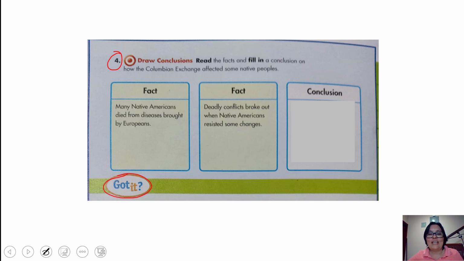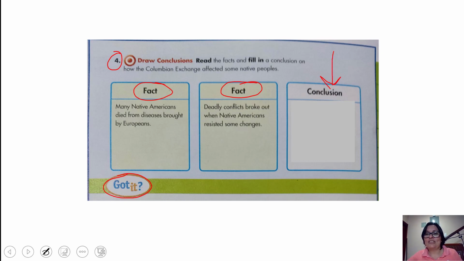So number 4 says, draw conclusions. Remember that a conclusion is something that you conclude or something that you infer after reading facts. So we are going to read fact number 1 that says, many Native Americans died from diseases brought by Europeans. Let's read fact number 2. Deadly conflicts broke out when Native Americans resisted some changes, when they didn't want to accept what Europeans said. For example, in religion areas, they were having conflicts with European people because they had to accept what European people were demanding from them.